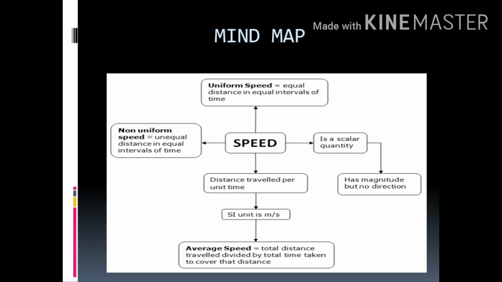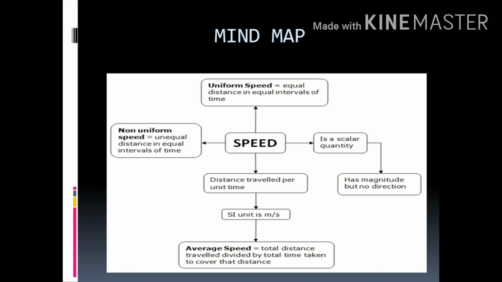Let us take a quick view of the mind map of speed. Speed is of two types, uniform speed and non-uniform speed. In case of uniform speed, the body covers equal distances in equal interval of time. But in case of non-uniform speed, the body covers unequal distances in equal interval of time. Speed is a scalar quantity, so it has magnitude only, it doesn't have any direction. And speed is defined as the distance travelled per unit time. SI unit of speed is meter per second.